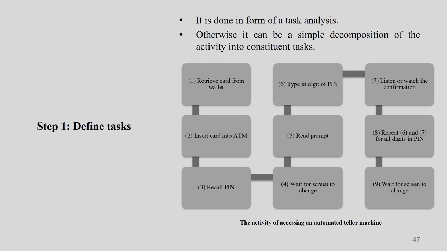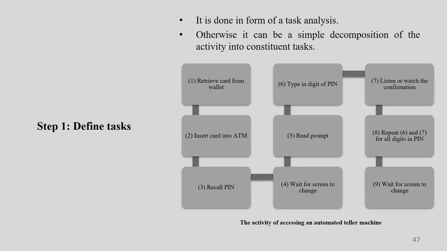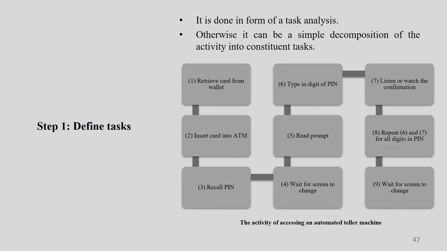Now here, why prompt? If you look at the ATM behavior, if you don't respond within a certain amount of time, the whole system will start from the beginning. That's why I mentioned read the instruction very promptly, and type in the digits of that particular pin, whatever is mentioned over there. Then listen or watch the confirmation, whatever way different machines perform. Repeat steps 6 and 7, because if it is wrong, then again you have to retype. If it is correct, then you go ahead. And again you wait for the screen to change for the next step.